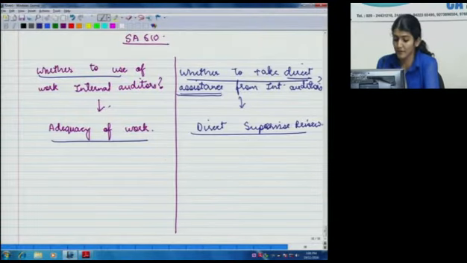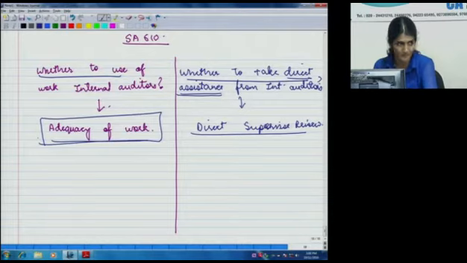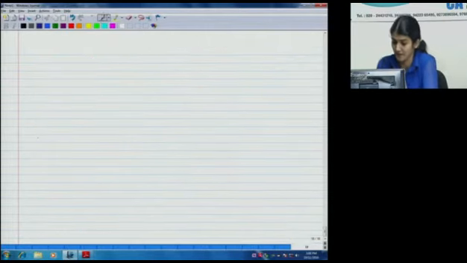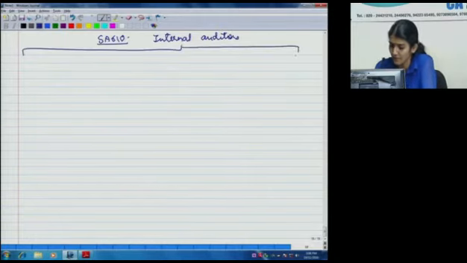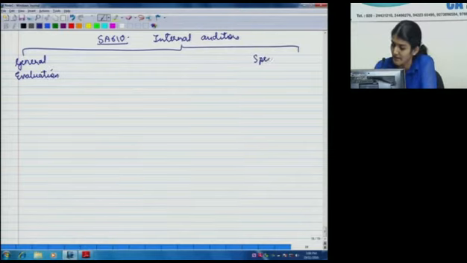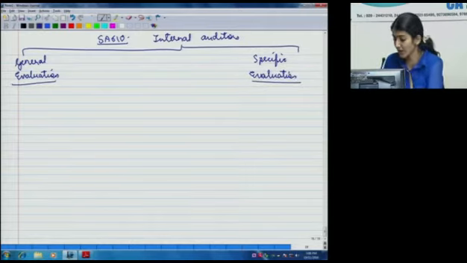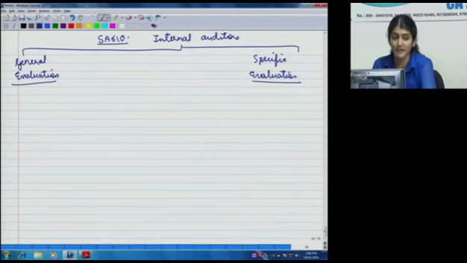So now first I'm going to check the adequacy of the work, whether the work is adequate. Again, in SA 610, on using the work of the internal auditors, I am going to talk about the general evaluation of the internal audit function and the specific evaluation of the internal audit function. Right, the general evaluation and the specific evaluation.